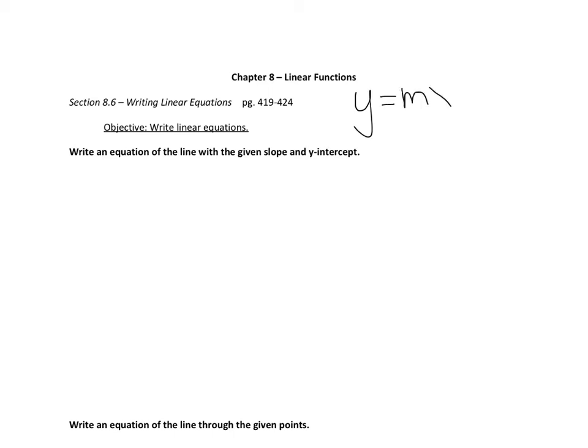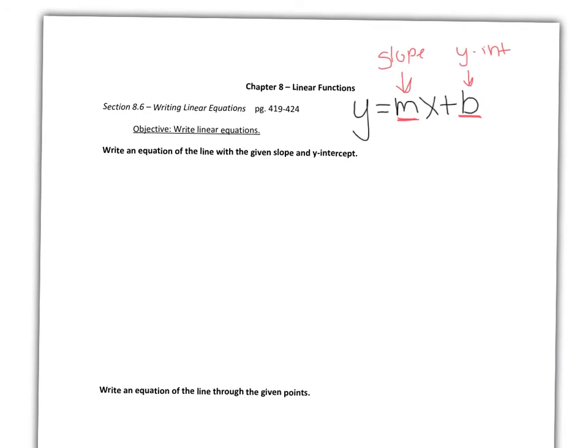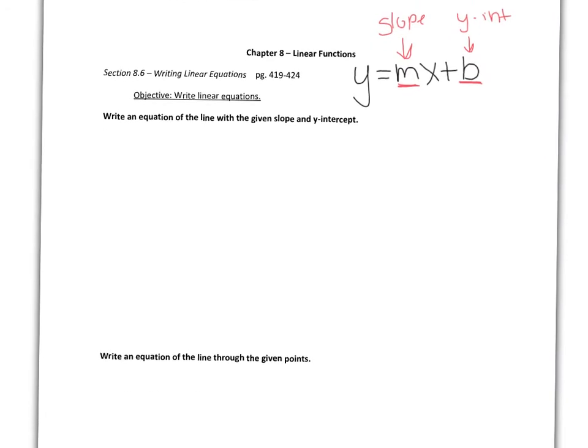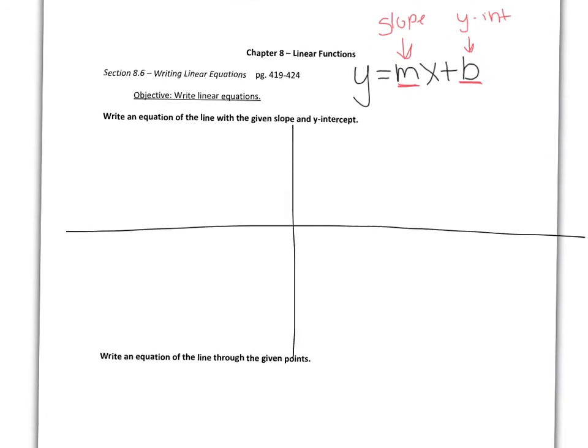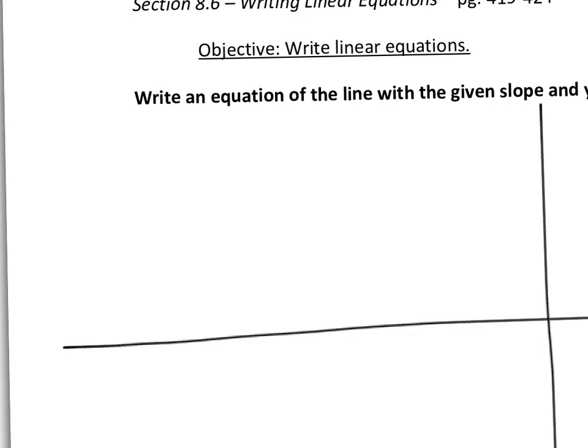It is always going to be in the form y equals mx plus b, where m is my slope, b is my y-intercept. I have to know these two things if I want to write the equation of the line. So I need my slope and I need my y-intercept. So the first thing that we're going to do is I'm just going to tell you what the slope is and what the y-intercept is, and I want you to plug them into this equation here, and write the equation of the line.